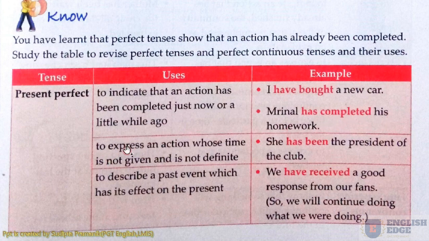Okay, now the second point, to express an action whose time is not given and is not defined. He has been the president of the club. Then, to describe a past event which has its effect on the present. We have received a good response from our fans. So we will continue doing what we were doing. So in this sense, it is the present perfect tense.